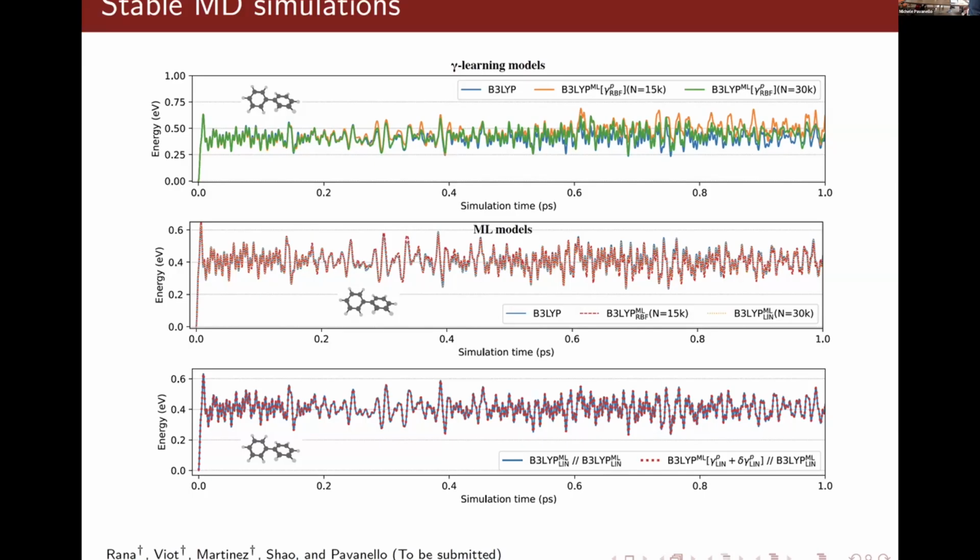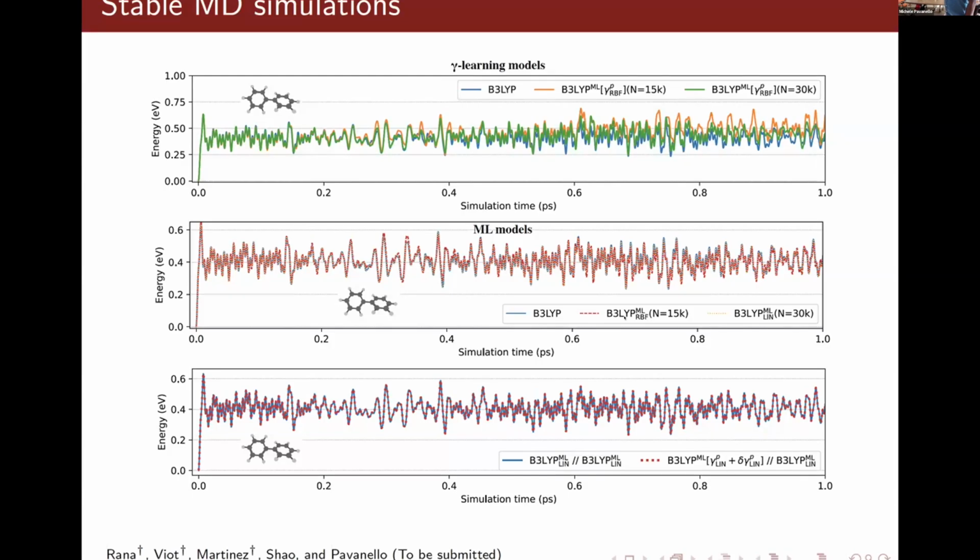Okay. So moving on to the ML models where you have a separate learning map to learn the energy and forces from the gamma. There, if you see, the energies are more or less matching with the B3LYP benchmark. And that is because the addition of the delta learning reduced some of the error that is getting generated from these models.